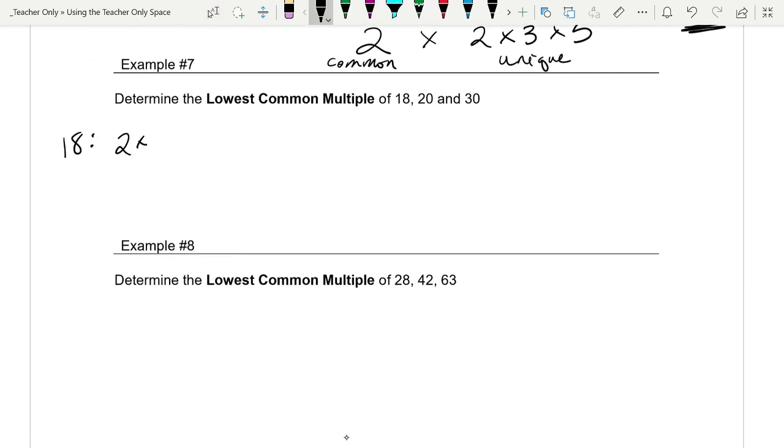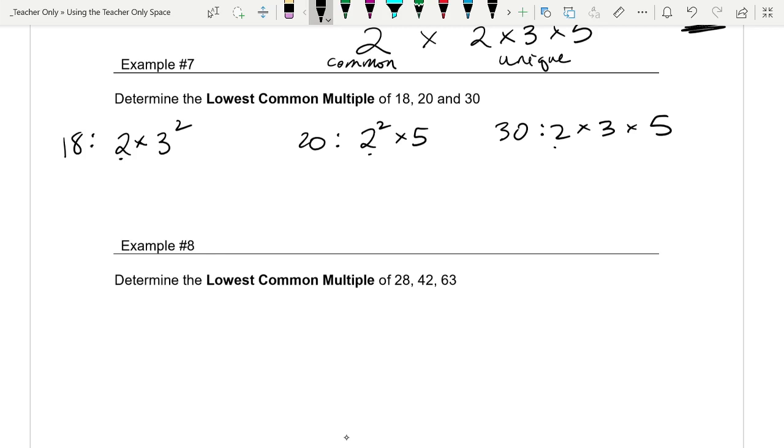18 is 2 times 3 squared. 20 is 2 squared times 5. And 30 is 2 times 3 times 5. Okay. What's common here? Now, remember it only has to be actually common amongst two things. It doesn't have to be common to all three. So what's common here to the two things? Well, the common one is I have a 2 in all three things. So 1, 2, 3, there's that 2.